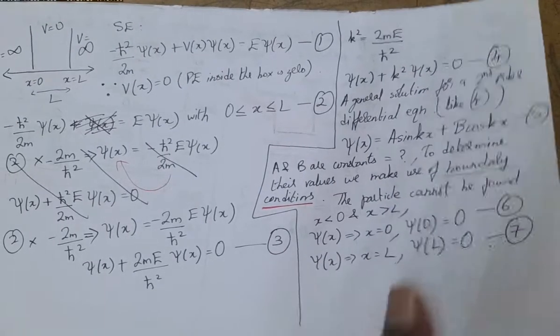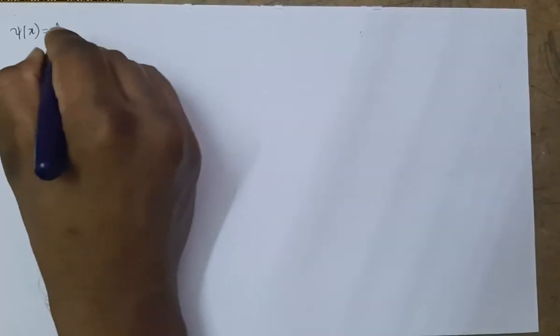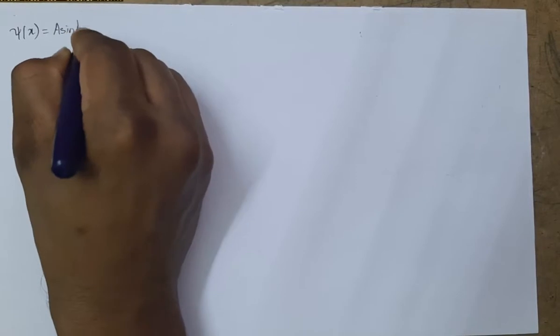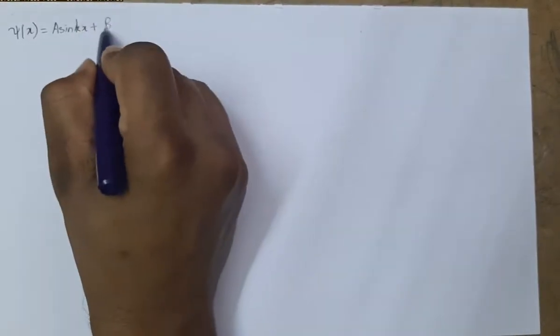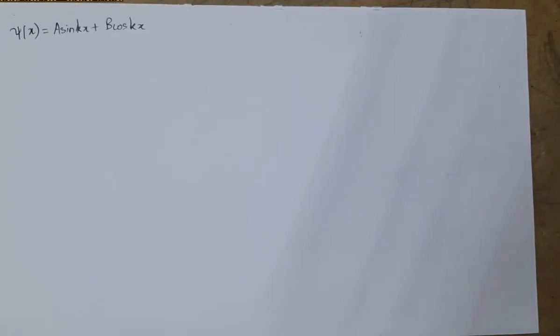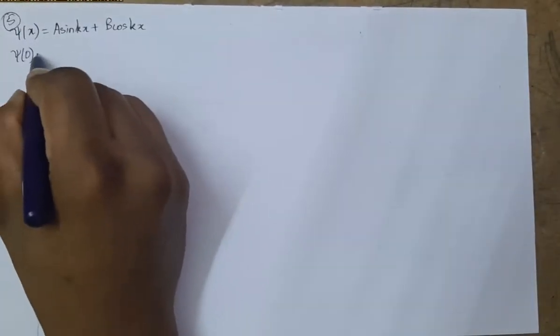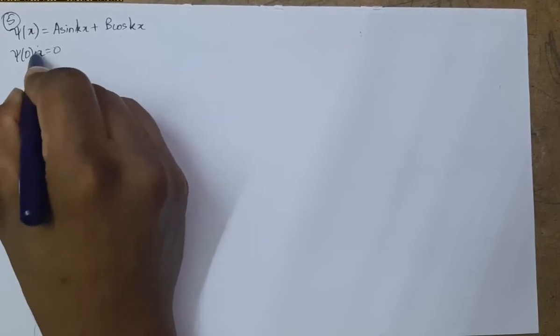Now let's put the first boundary condition. We'll write the same equation, psi of x equal to a sin kx plus b cos kx, which is the same as equation 5. So we'll say psi of 0 when x equal to 0.